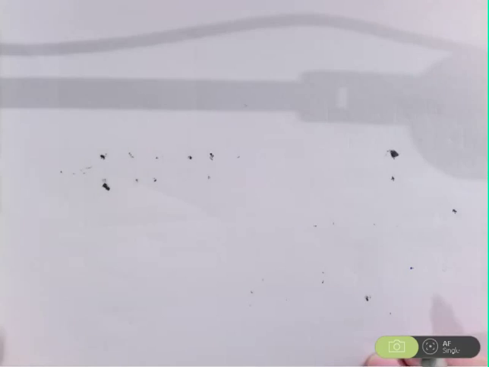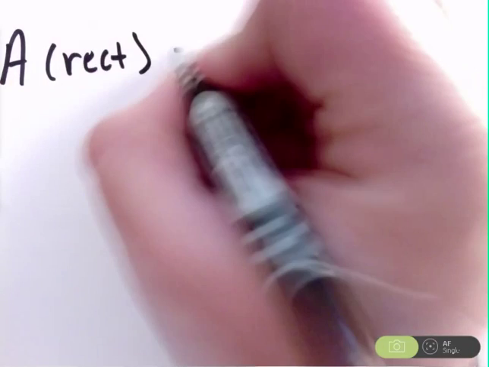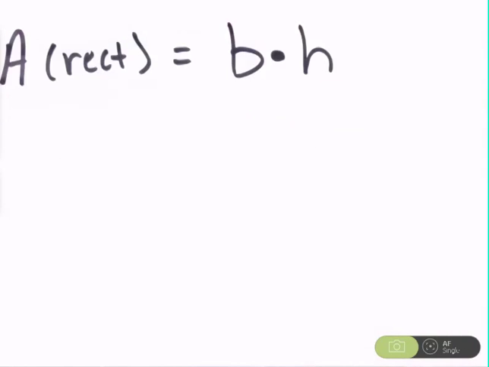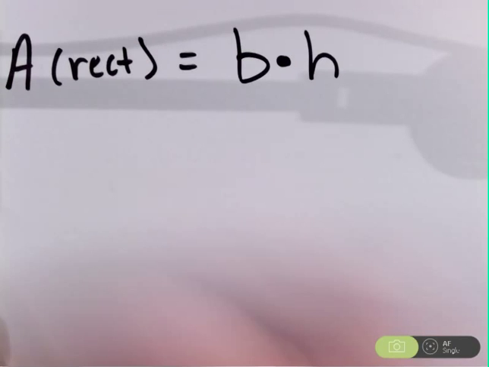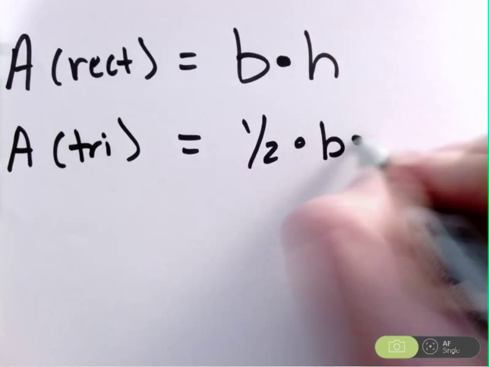Okay, so to review, area of a rectangle equals base times height, and area of a triangle equals 1/2 times the base times the height.